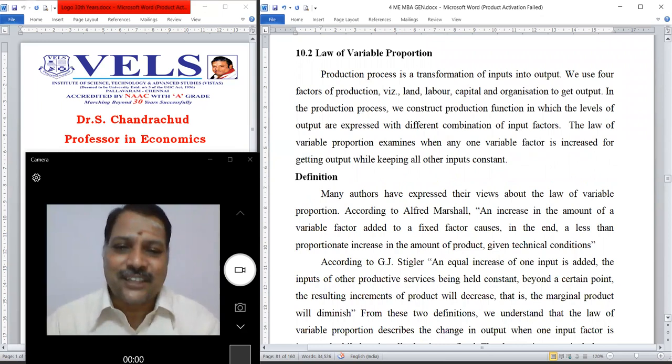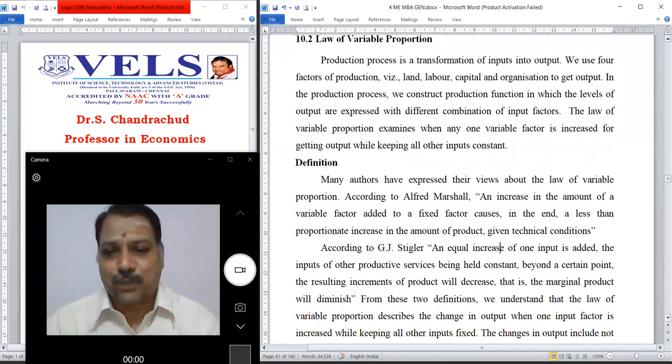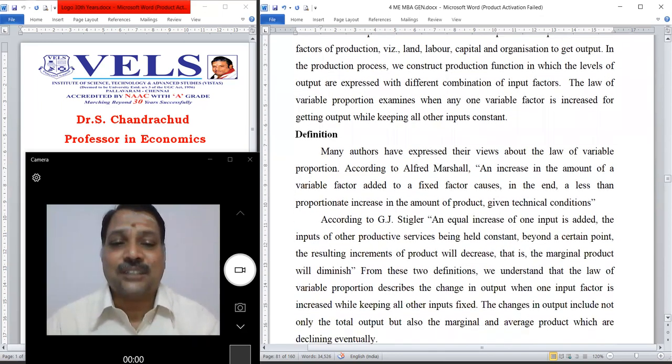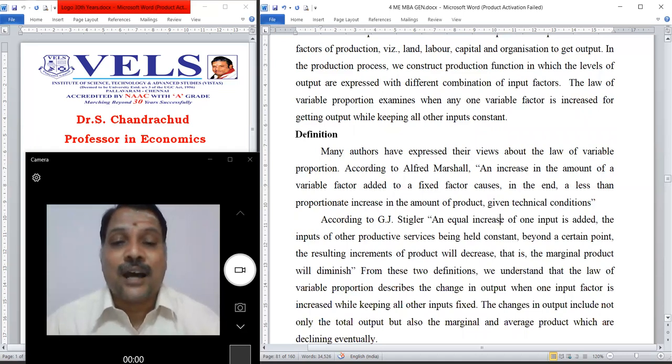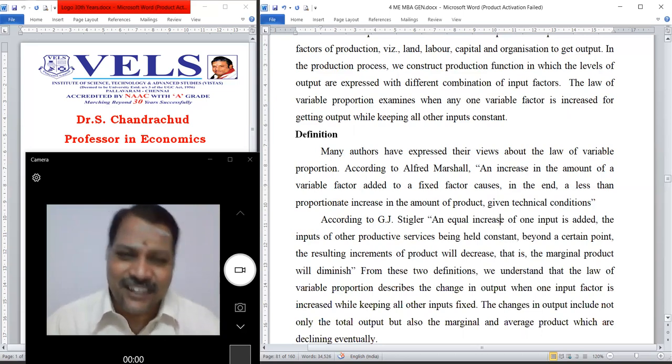Many authors have expressed their views about the law of variable proportion. According to Alfred Marshall, an increase in the amount of variable factor added to the fixed factor causes in the end a less than proportionate increase in the amount of product with a given technical condition. This is the definition by Alfred Marshall. But another economist, G.J. Stigler, defined it in a different way, but the concept is the same.